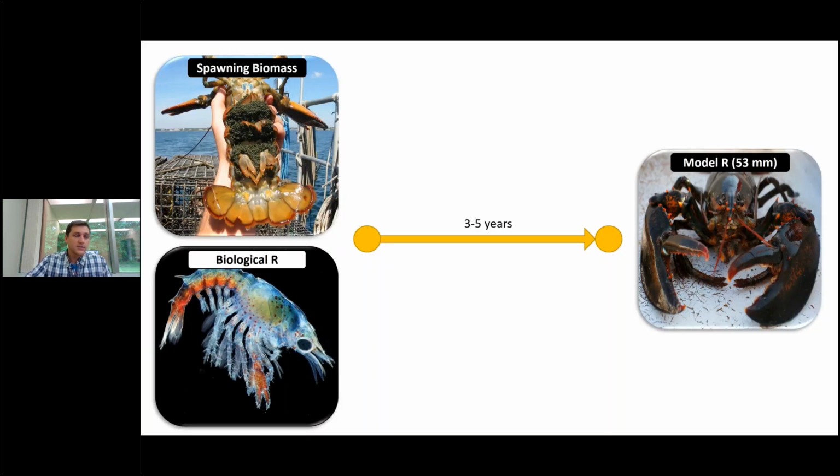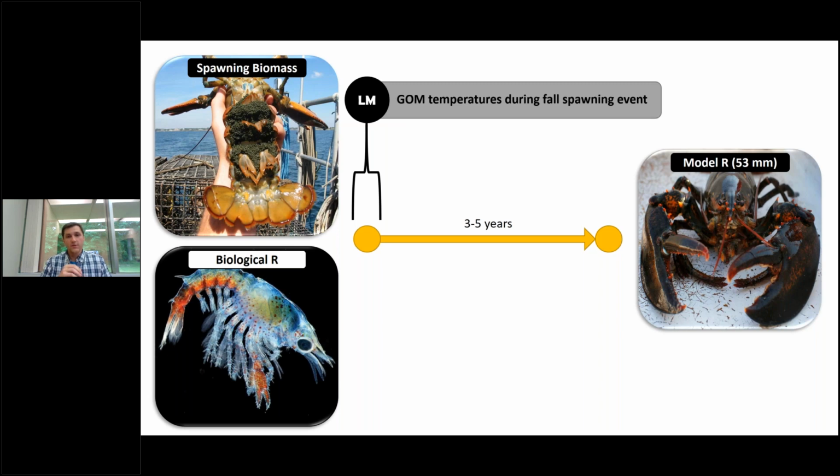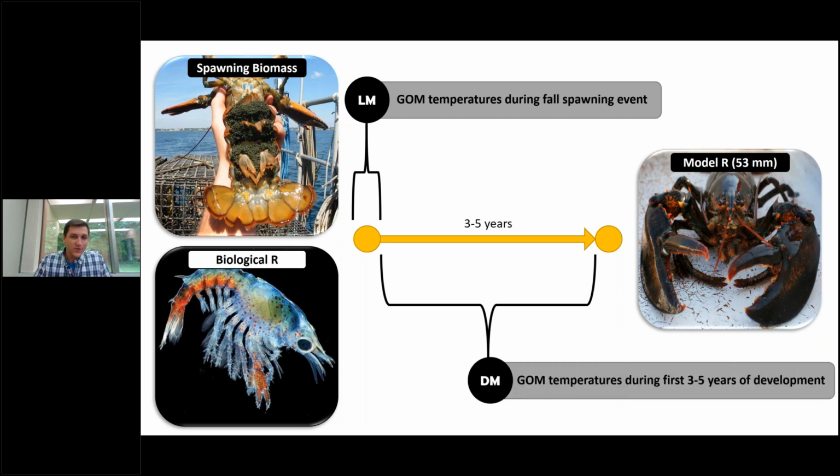So in this process of determining a temporally thermally dynamic spawning biomass recruitment relationship for Gulf of Maine lobster, we arrived at 2 variables. The first was temperatures during the fall spawning event, which we called LM. And the second was temperatures during a lagged 3 to 5 year developmental period, which we called DM. Now, this led to a model with a deviance explained of nearly 90%, meaning that it accounts for a lot of the variation seen in the SSBR, or the spawning biomass recruitment relationship.